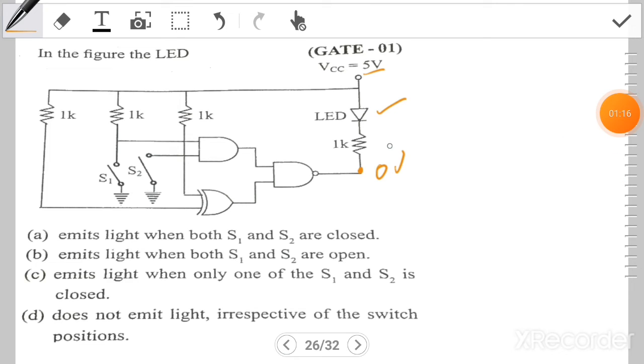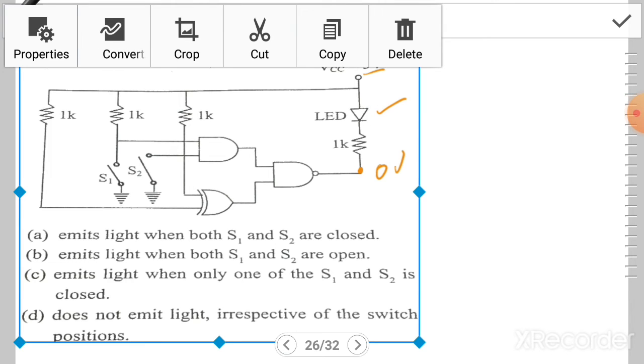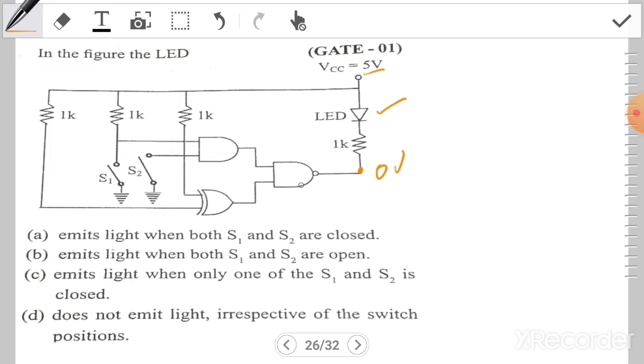Okay, so if this is 0, then only this LED will emit light. So see here, this is a NAND gate. When is the NAND gate output 0? Only when both inputs are 1. So for this to be 0, this should be 1 and this should be 1. And for this to be 1, both inputs should be 1, because this is an AND gate.